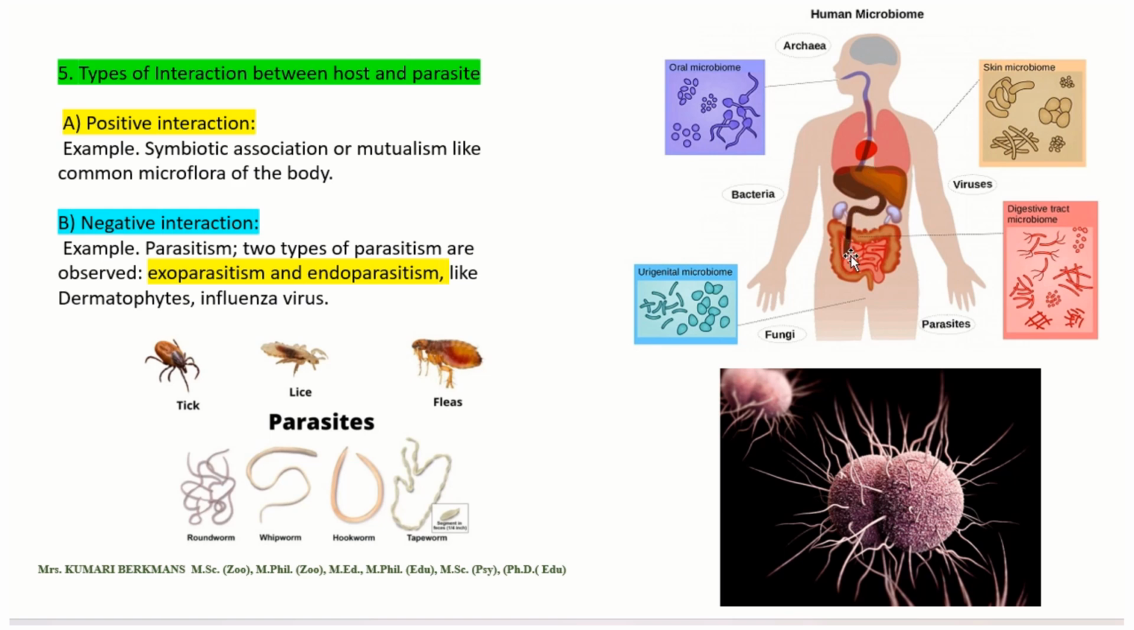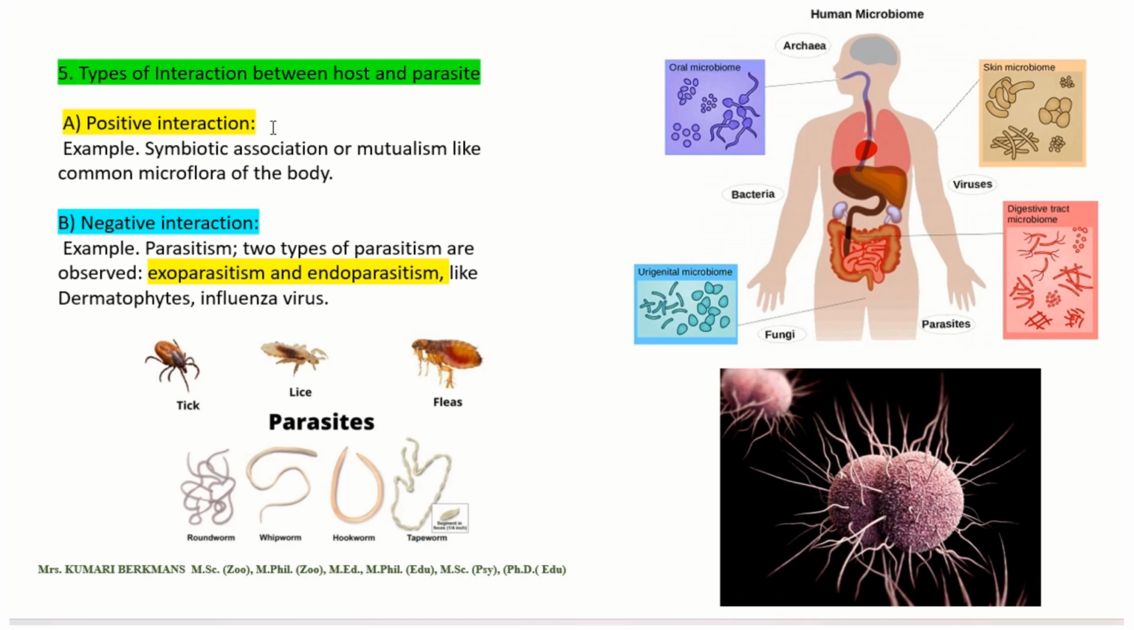Let us see what negative interaction is. Parasitism. Two types of parasitism we can see here: ectoparasites and endoparasites. Ectoparasites are ticks, lice and fleas. They are present outside the body. Endoparasites are hookworm, roundworm, tapeworm. These are all present inside the body. And this is also a microbe, a bacterium, which is very useful in the human body.